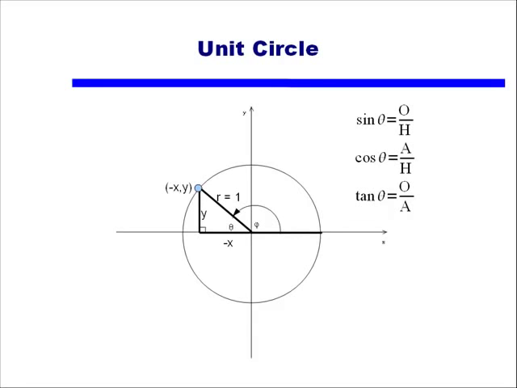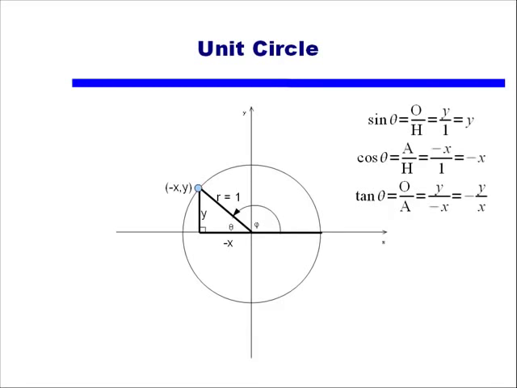In this case, we know my radius is equal to 1. And I can still look at sine of theta as opposite over hypotenuse, and the same with cosine and tangent. Well, for my sine of theta, if that's equal to opposite over hypotenuse, now that's still equal to y over 1, or y. But if I look at my cosine of theta, that's my adjacent side over the hypotenuse. But now my adjacent side is negative x. So it's negative x over positive 1, or negative x.